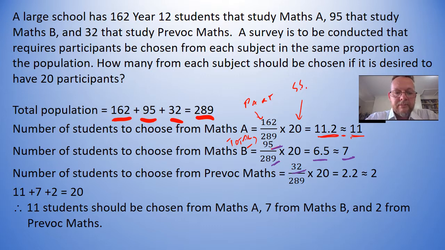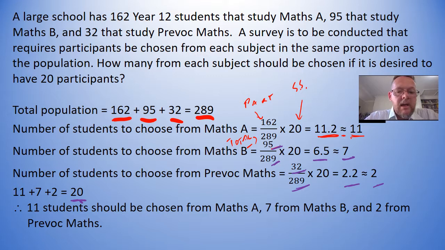So we've got 32 over 289, and that's going to be 2.2, and so that will be 2 students. So we've got a problem here. What's that? 11 plus 2 plus 9? No, that's good. I can count. That's a total of 20 students.